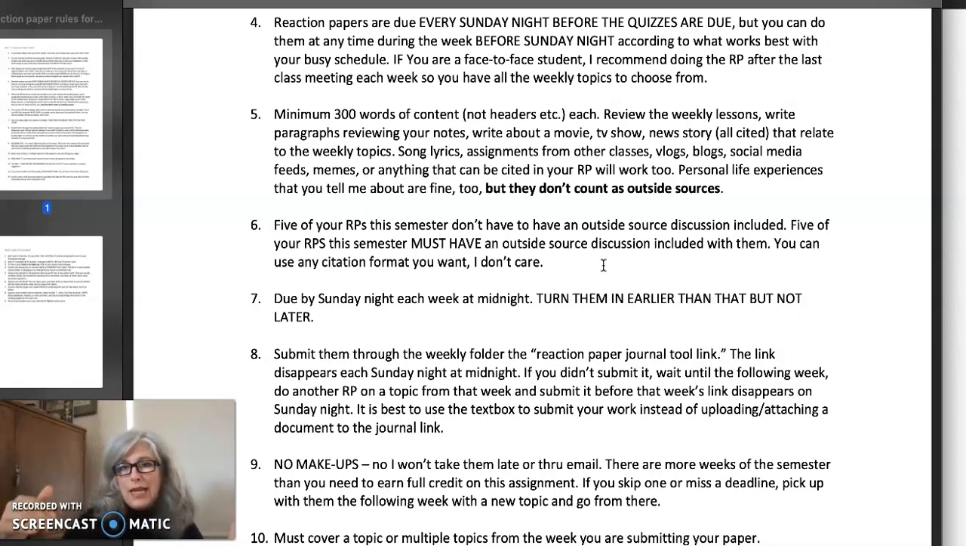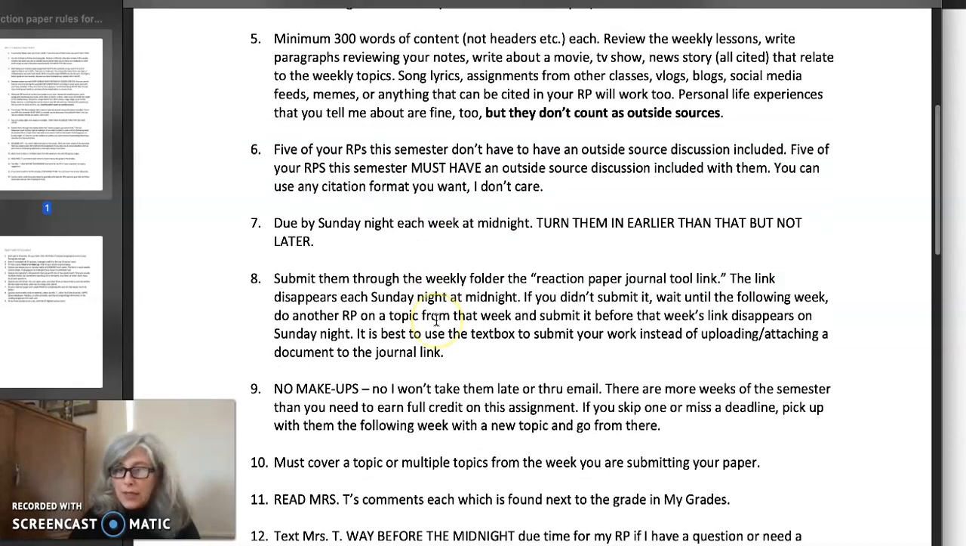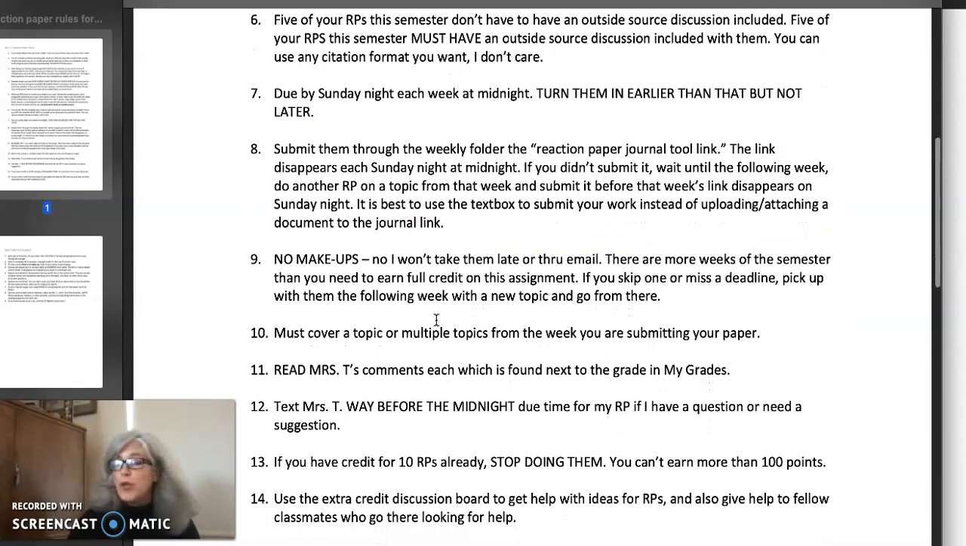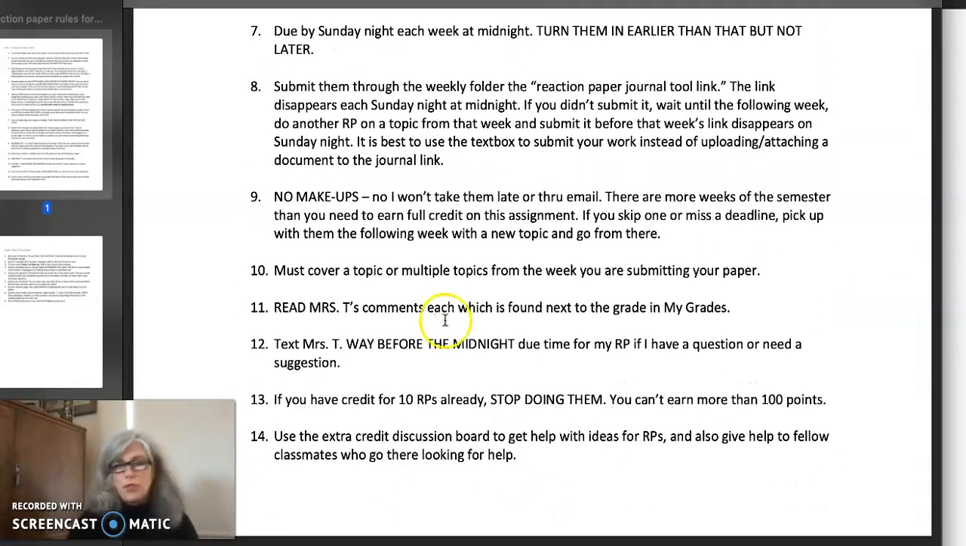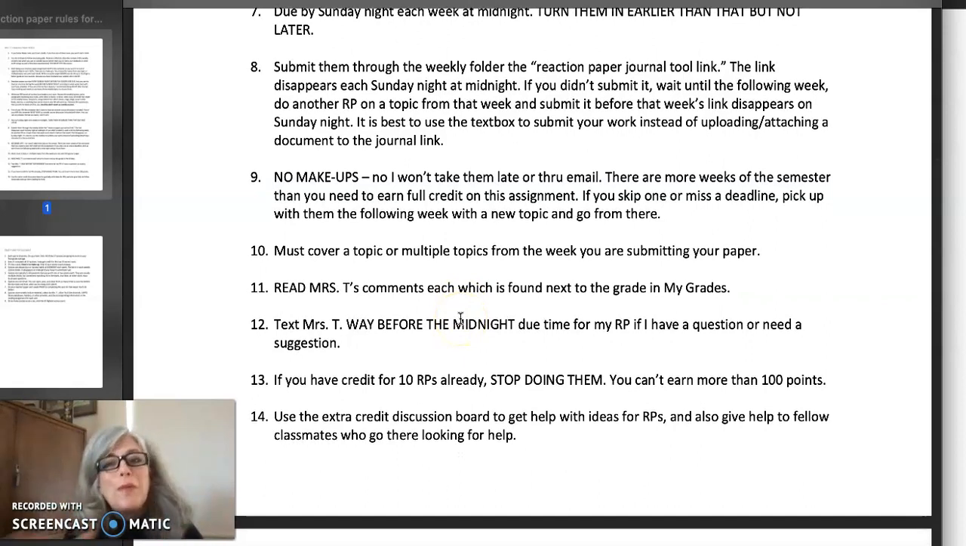I have them delineated in my grades. I have 5 regular reaction papers, 5 outside source reaction papers. So they are organized so you can see what you got credit for or not. Okay. So every Sunday night, turn them in earlier than that, but not later. You cannot make up a reaction paper if you skipped turning it in. That's a rule that applies to everybody. I don't hate you. It's just what applies to everybody, okay?